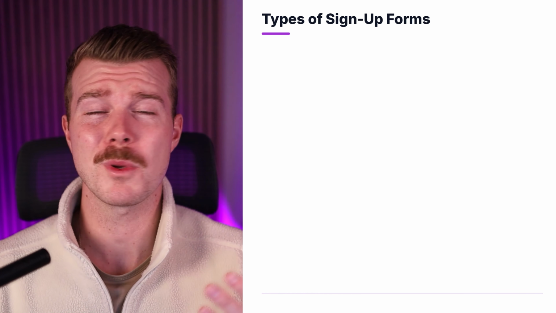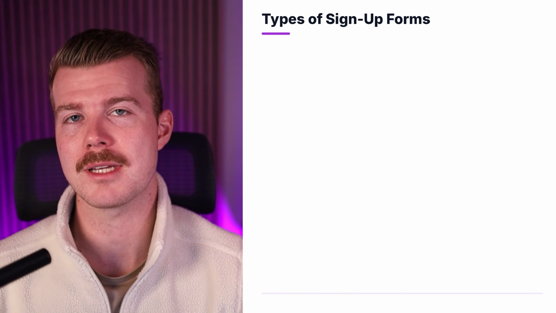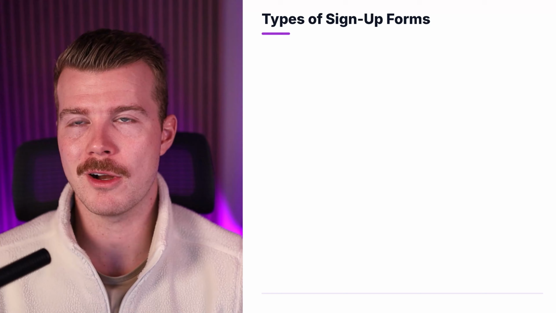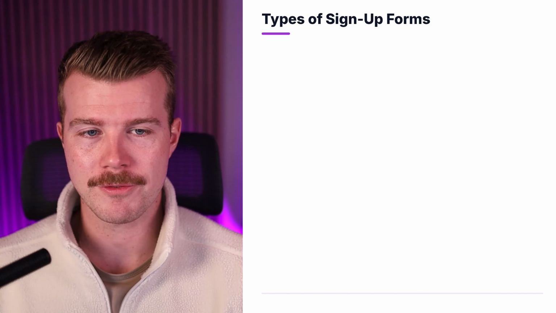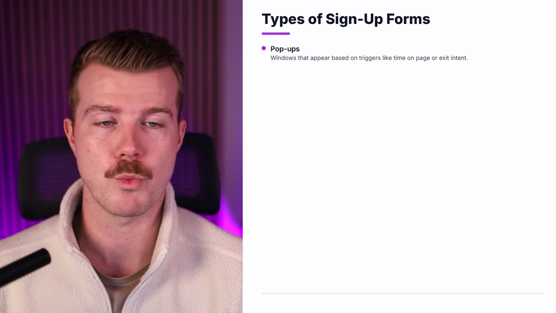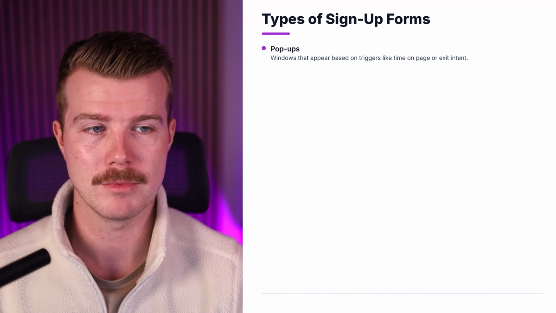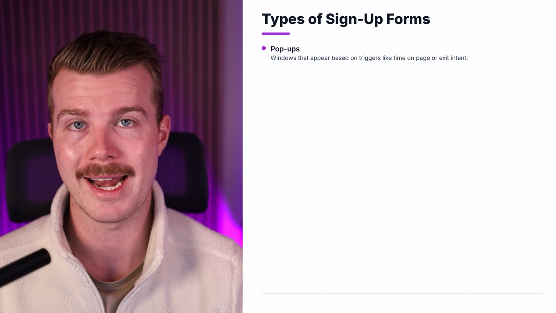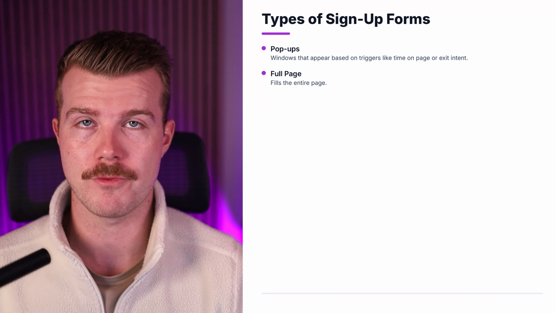Okay, so the first thing to run through before we even dive into anything else is just what types of sign-up forms there are, because if you get this wrong, the rest doesn't really matter. There are 5 different types of sign-up forms you can use on Klaviyo. There are pop-ups, which are just windows that appear based off of a trigger, like a time on the page or an exit intent.